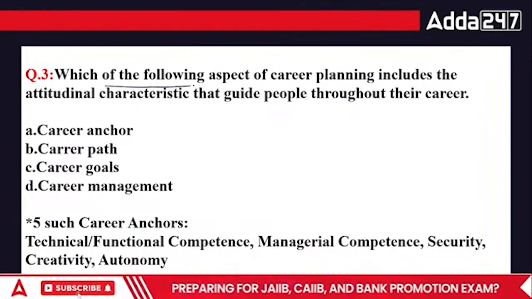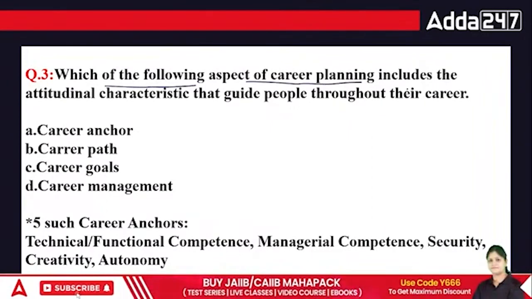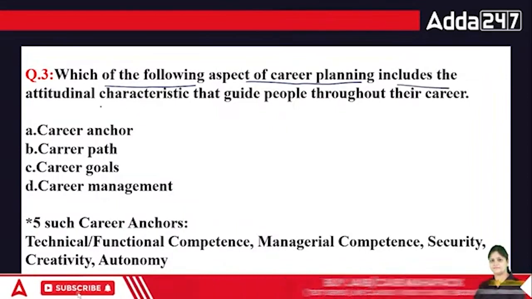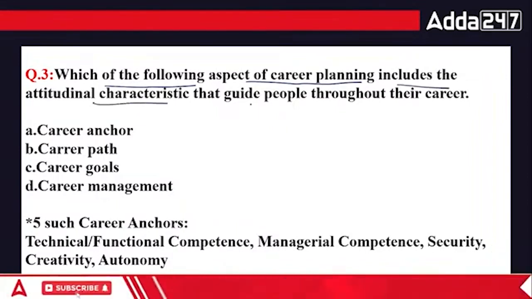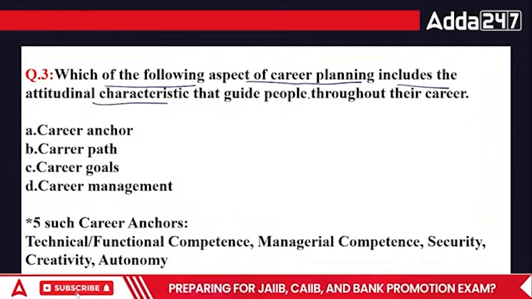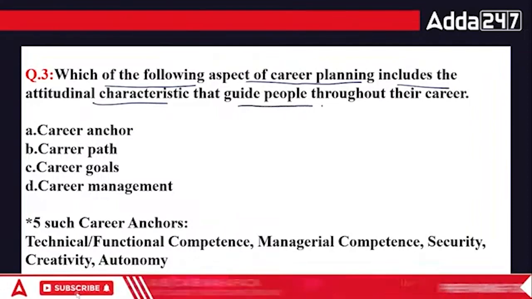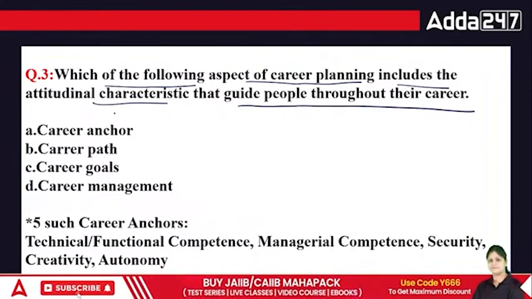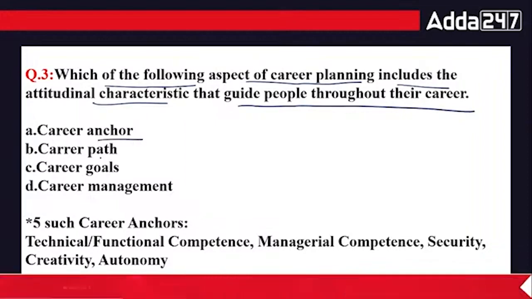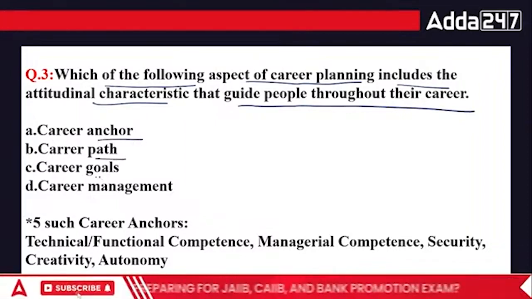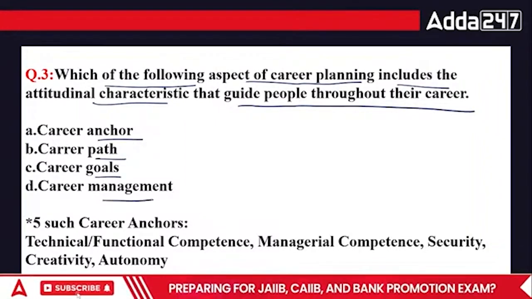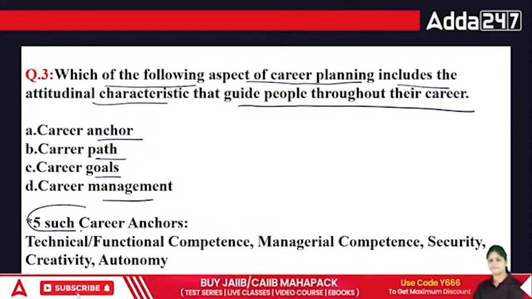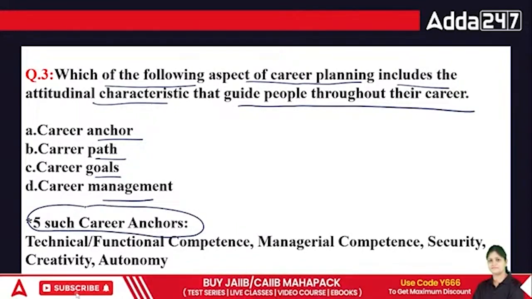Which of the following aspects of career planning includes the attitudinal characteristics that guide people throughout their career? Option A is career anchor, B is career path, C is career goal, D is career management. Okay, so there are 5 career anchors, right?